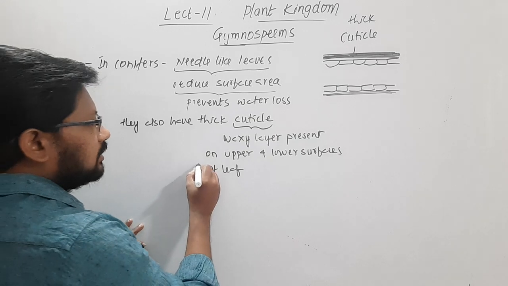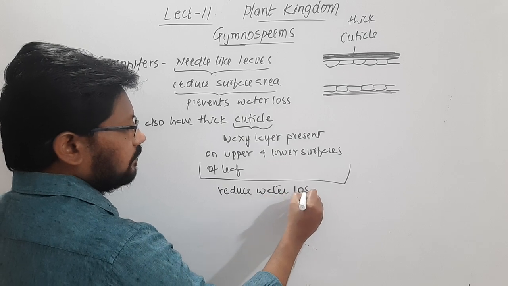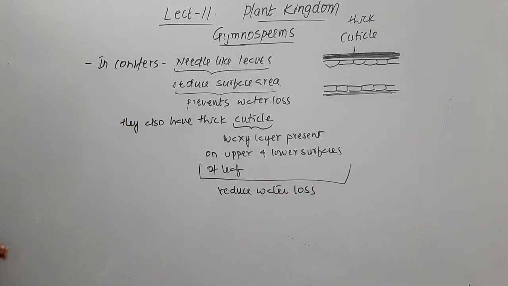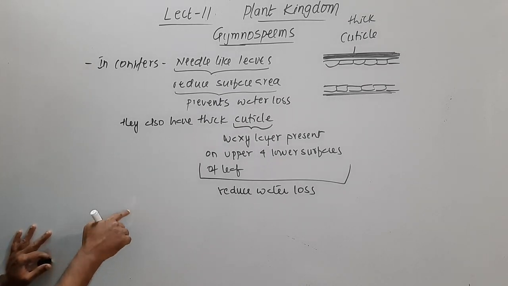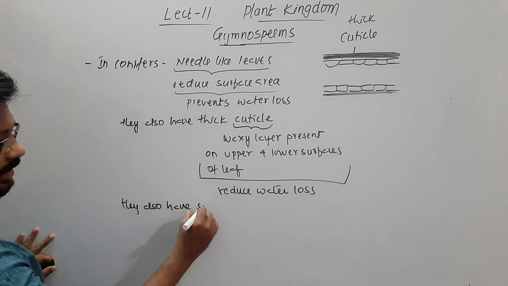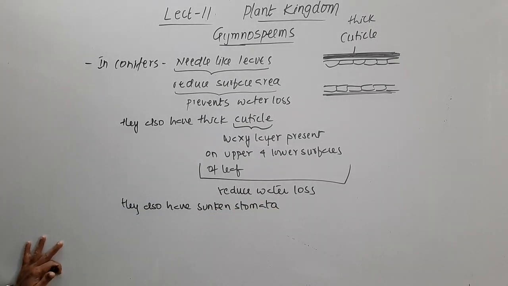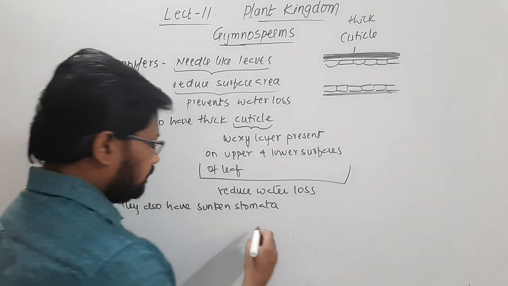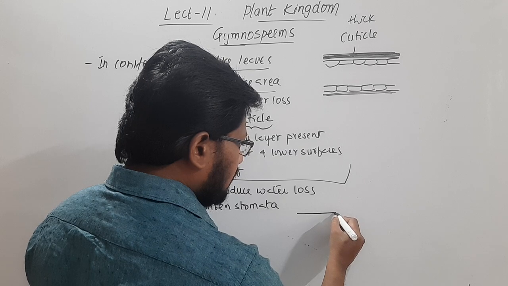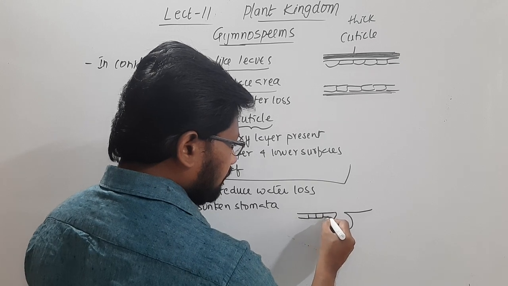And this thick cuticle reduces water loss. So needle like leaves will reduce water loss, and also thick cuticle will reduce water loss. Then they also have sunken stomata. These sunken stomata are present in small cup like depressions. So they are seen like this on the leaf.